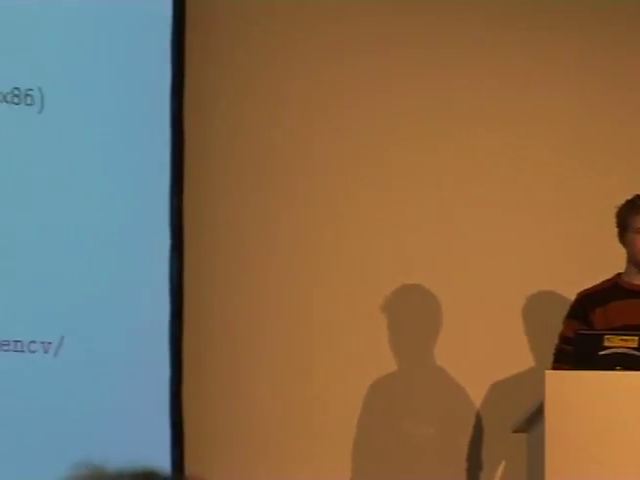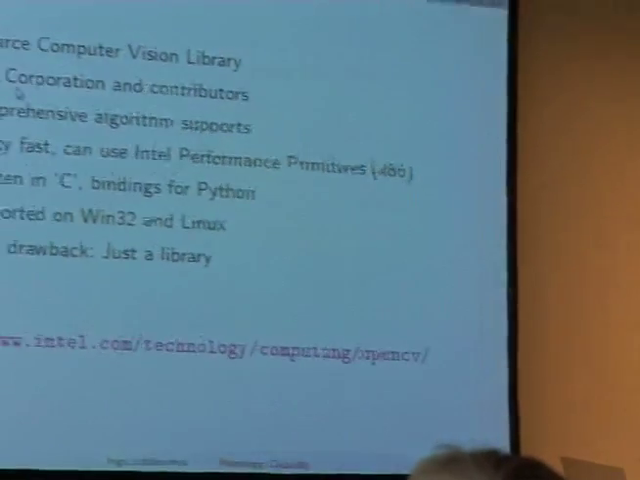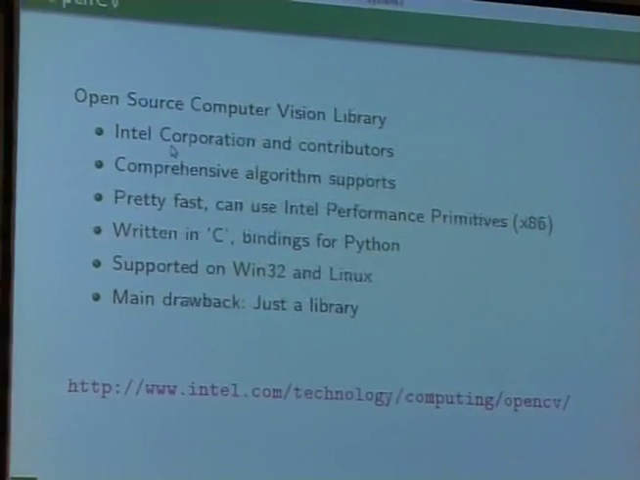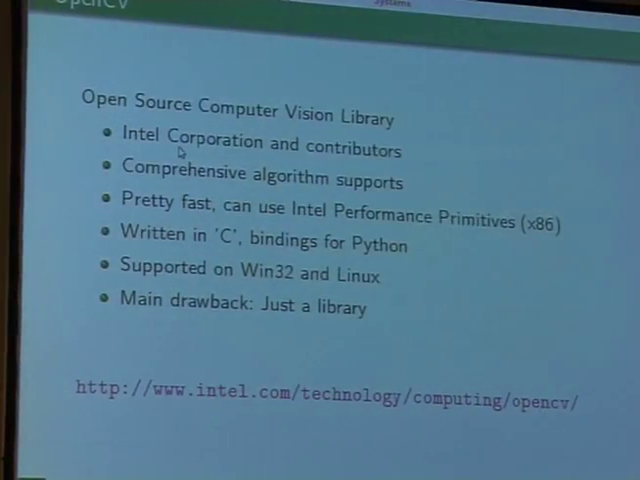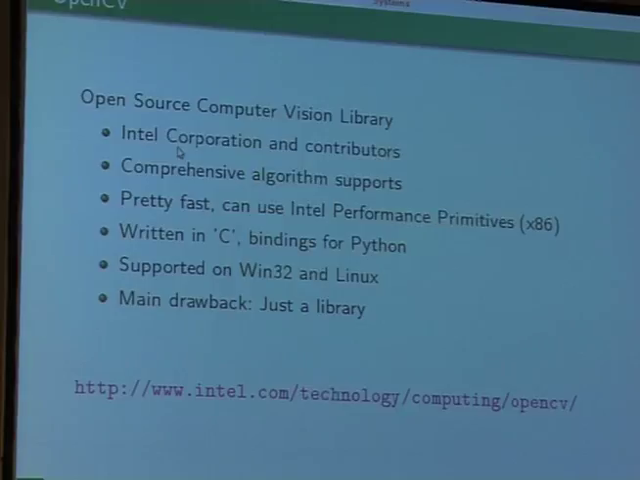But one nice library is the open source computer vision library, OpenCV, which is produced by Intel and has lots of contributions from researchers. And it has very comprehensive algorithm support. So if you read about any algorithm and you don't have an implementation yet, but you want to check out if it works, go check out OpenCV. Chances are it has it. And it's also pretty fast.